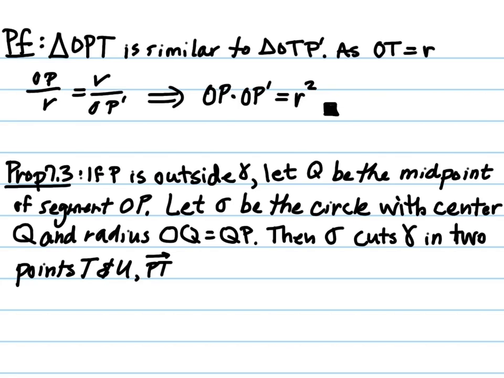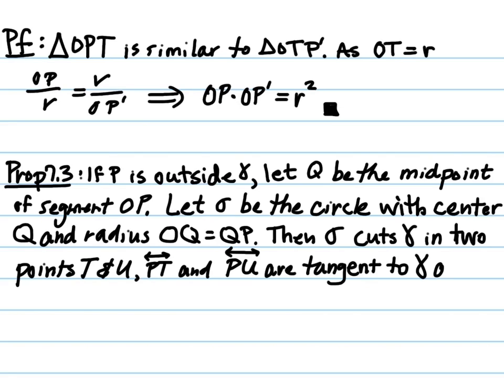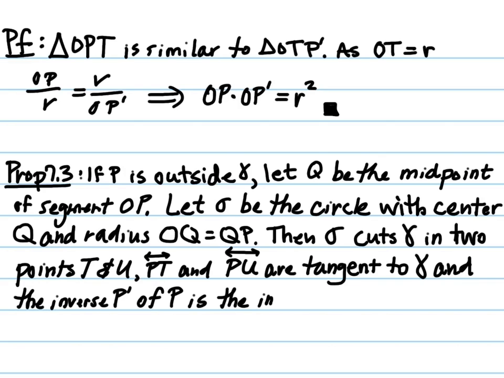Line PT and line PU are tangent to gamma, and the inverse P prime, the inverse of P, is the intersection of TU and OP.